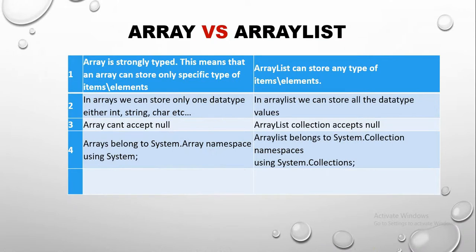So what is the definition of array and array list? Array is strongly typed. This means that an array can store only a specific type of item elements. Array list can store any type of item elements.